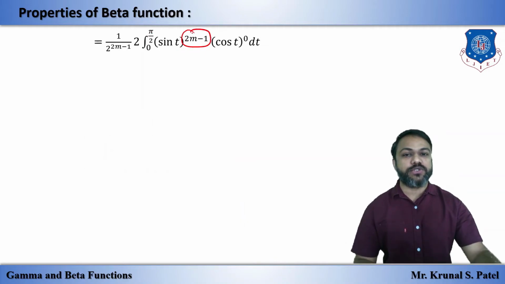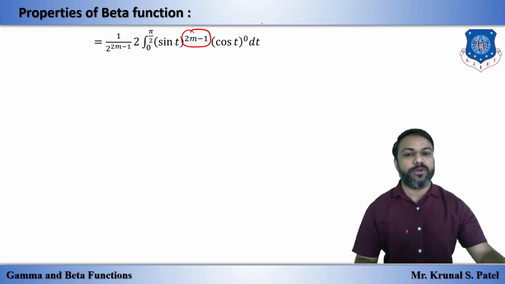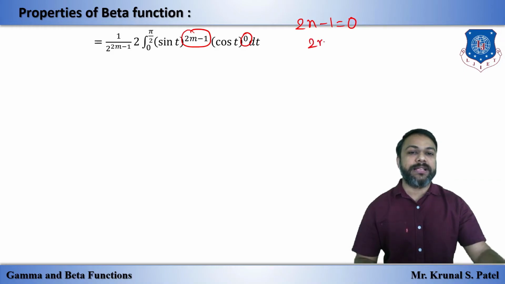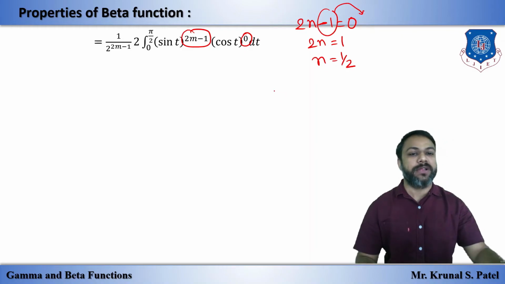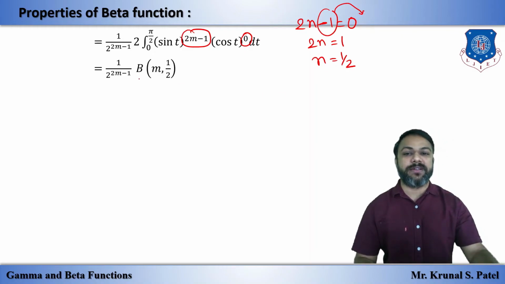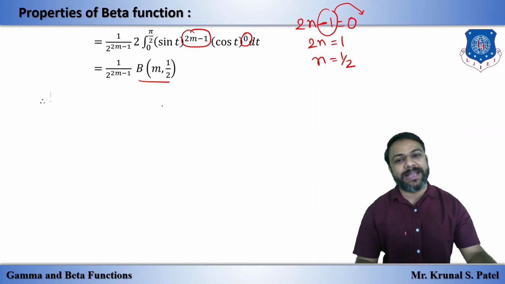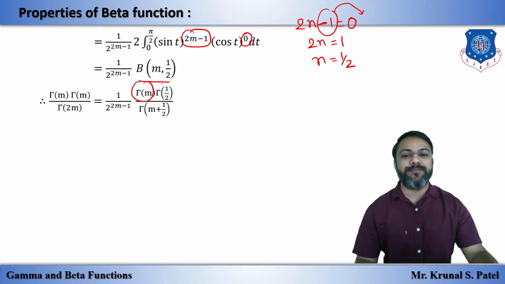Now suppose 2m minus 1 is equal to 2m minus 1, so m is equal to m, and 2n minus 1 is equal to 0, so 2n is equal to 1, so n is equal to 1 by 2. This is in minus, so if you take it on the right side, it is plus 1. So this is our beta(m, 1 by 2), and by using the relation between beta and gamma, it is gamma m, gamma 1 by 2 upon gamma(m plus 1 by 2).